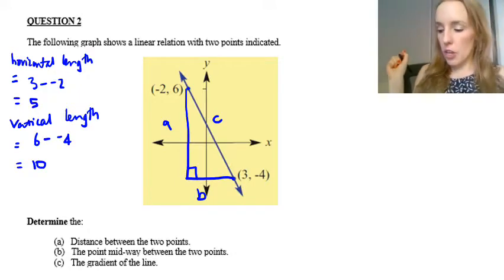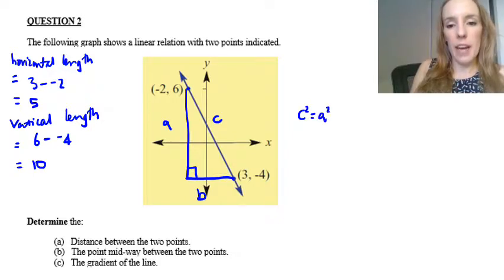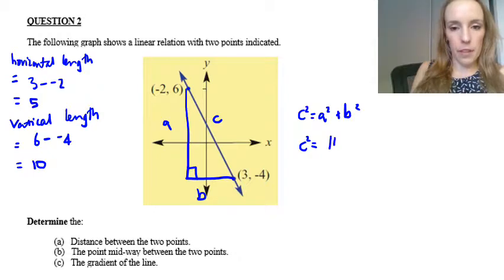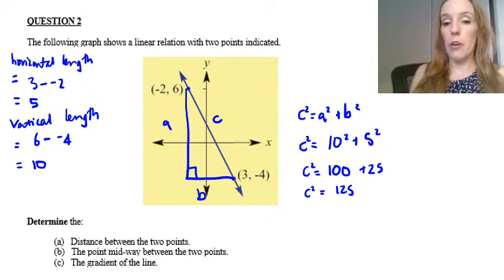Okay, so from there you can use Pythagoras' theorem to actually work out the length of the unknown side. So that'll be c² equals a² plus b². So then you can just fill in your known sides. So c² equals 10² plus 5². So c² equals 100 plus 25. c² equals 125. And from there you just find the square root of 125 to find out what c is.